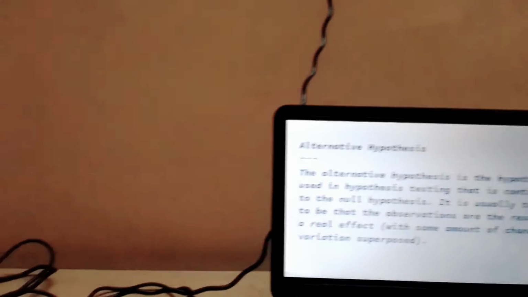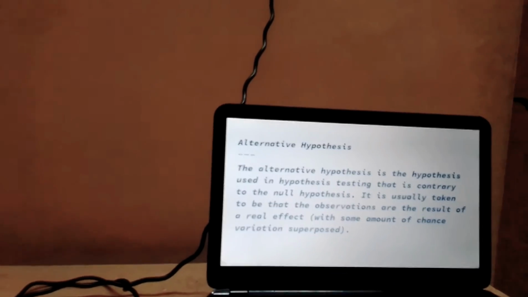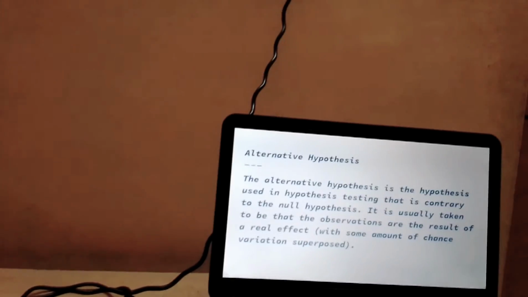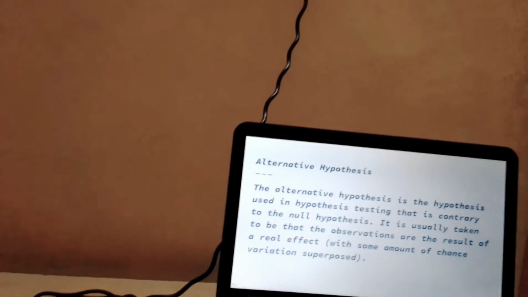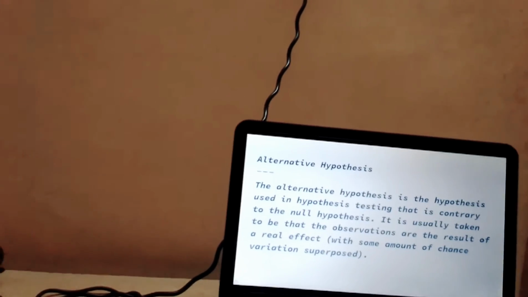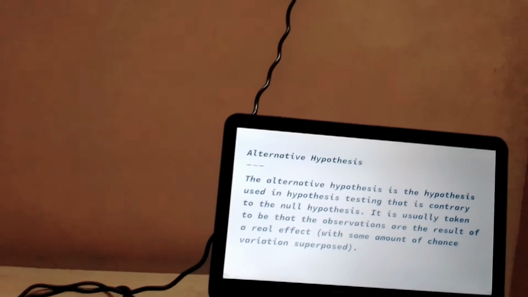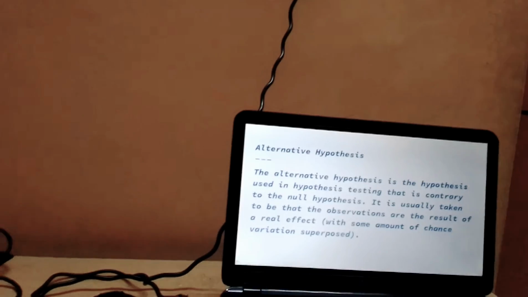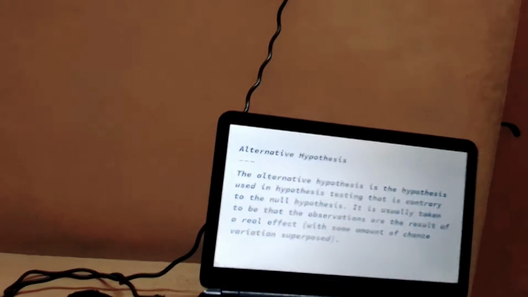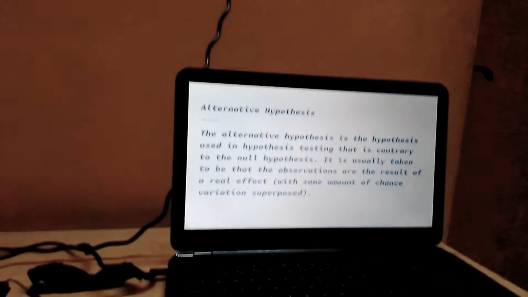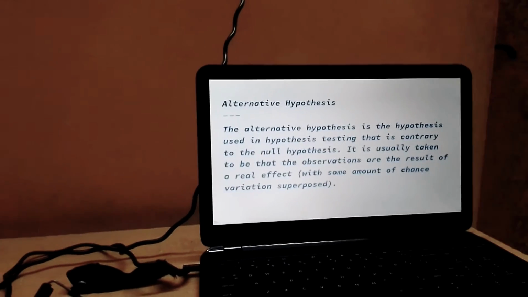I will repeat it again. Null is A less than or equal to B; alternative is B greater than A. Null is B is not x% greater than A; alternative is B is x% greater than A. Hope you understand it. So the first one is null, the second one is alternative. These are the two things we are seeing.